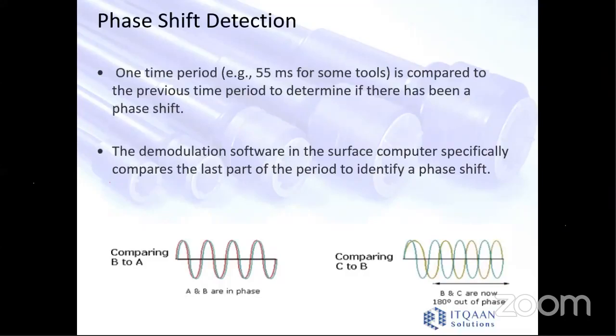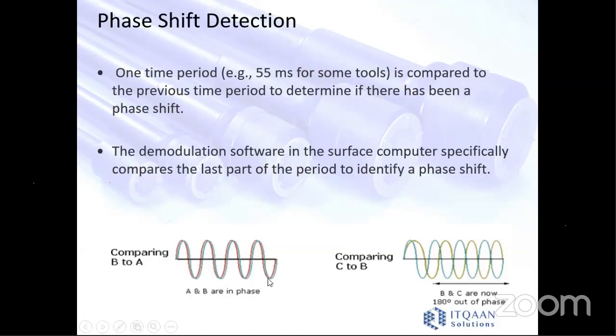Okay. Phase shift detection. Take one time period, for example, 55 milliseconds. For some tools, it is compared to the previous time period to determine if there has been a phase shift. The demodulation software in the service computer specifically compares the last part of the period to identify the phase shift.